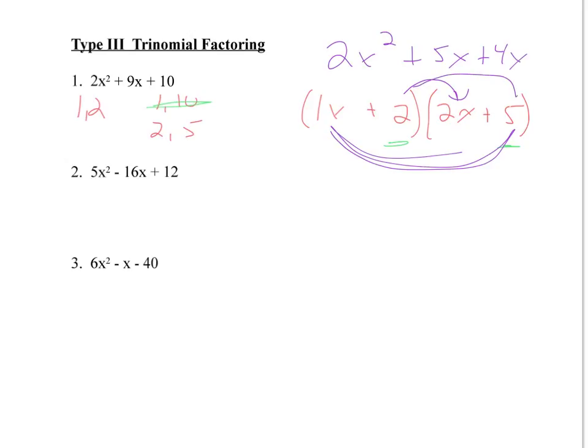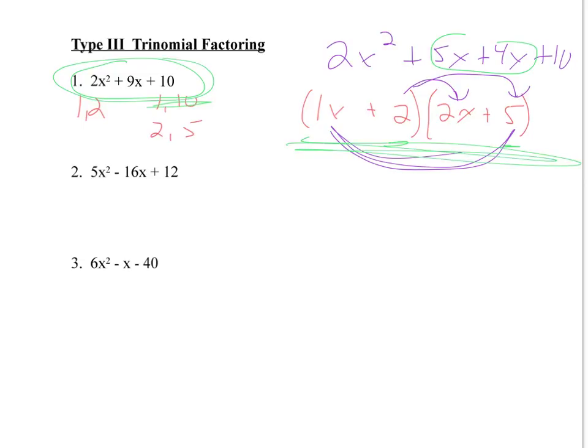And 2 times 5 is 10. 2x squared plus 5x plus 4x is 9x. So this right here becomes 9x. I have 2x squared plus 9x plus 10, which is what I had to begin with. Okay, this is my factored form. This is my multiplied out form, or my trinomial form.